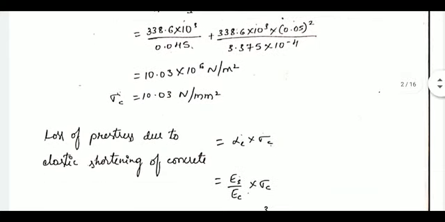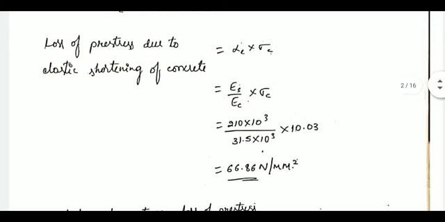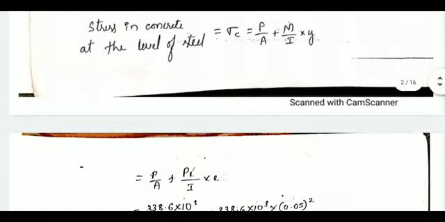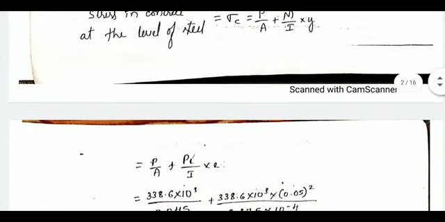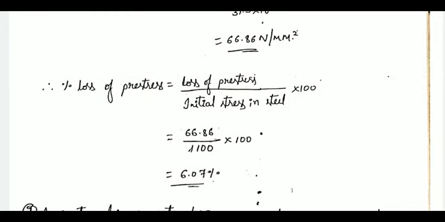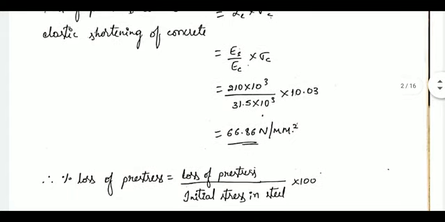So loss due to elastic shortening, we have the formula: modular ratio into stress in concrete at the level of steel. So we have modular ratio, elastic modulus of steel by elastic modulus of concrete, into stress in concrete at the level of steel. We have calculated this. So here we have total pre-stressing force, and this is the loss. See here, percentage loss, it is per mm square, and we have calculated here loss of pre-stress, it is not force.